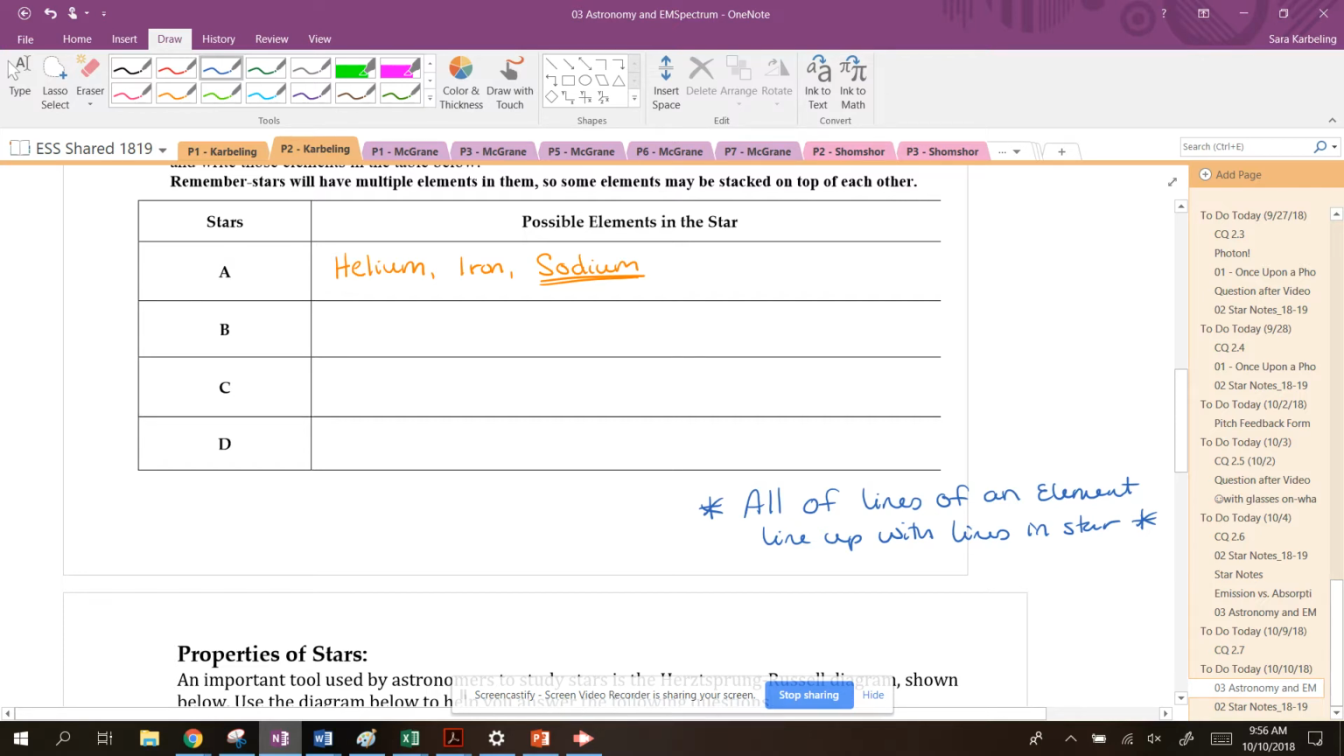So that's okay, except, and maybe I wasn't thinking it all the way through. If there are lines in the star that don't match with an element, that's okay. Does that make sense? Because stars have more than one element in them. So all of the lines of an element have to line up with lines in the star.